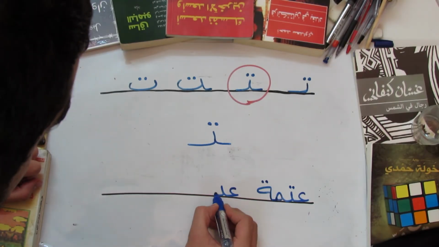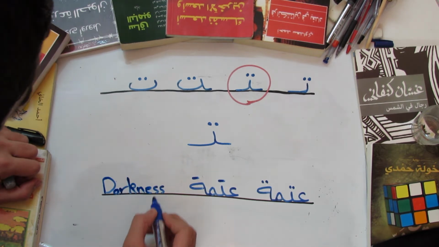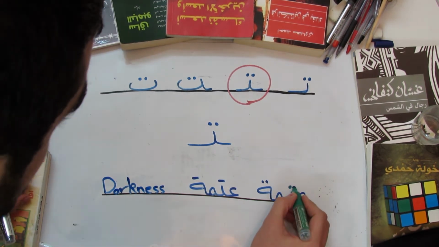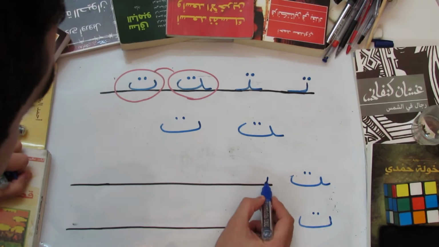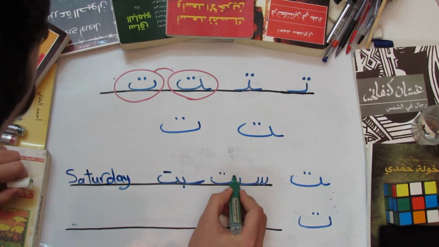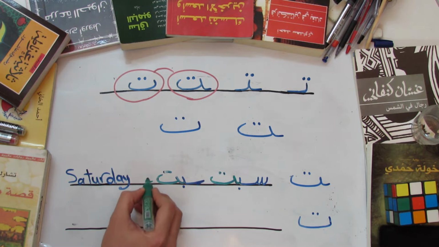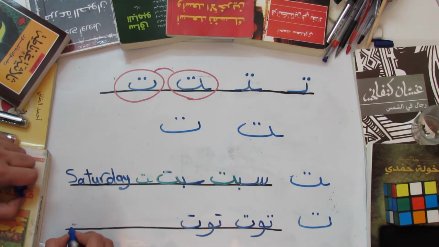And for ta in the middle of the word, we have the word atama, darkness. At the end of the word, we have sabt, Saturday. And also we have toot, berry.